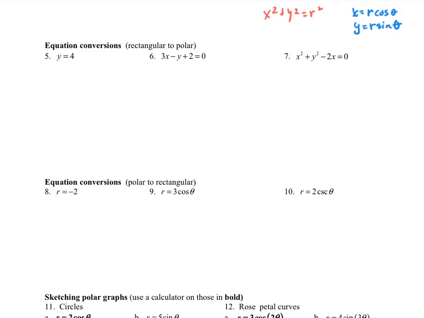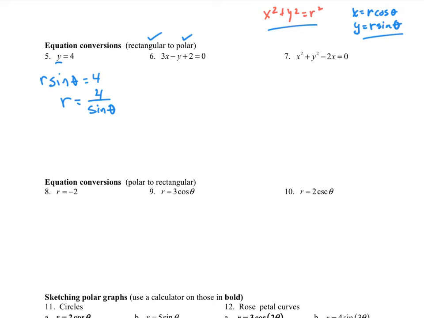Now let's convert some equations. Well, remember we have these formulas that we can use. So if I have y is equal to 4, this is rectangular to polar. So now I want to take the y and put it into polar. That would be my r sine of theta. So r sine of theta is equal to 4. Let's try to solve this for r. And we get r is equal to 4 divided by sine theta.